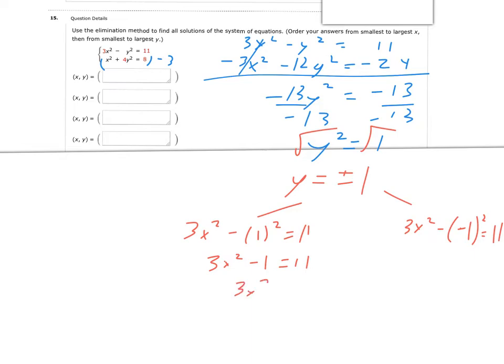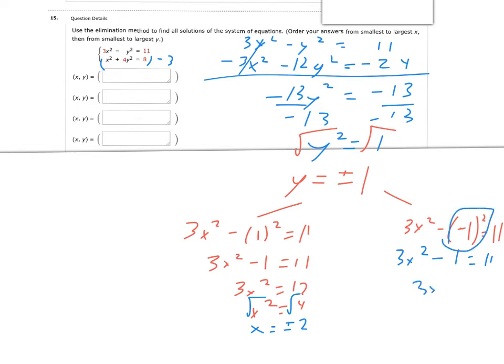So 3x squared equals 12, x squared equals 4. And then I have to create a square root, which then does another plus or minus. So it's going to be plus or minus 2 there. So over here, we are not allowed to do minus minus to plus plus because of the exponent. So I have to say minus 1 here.